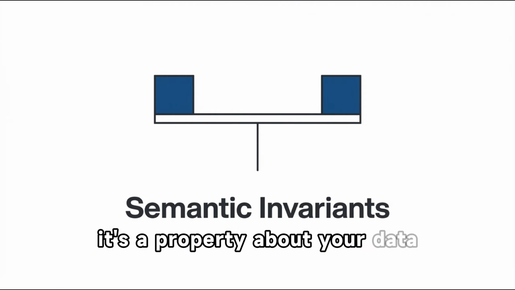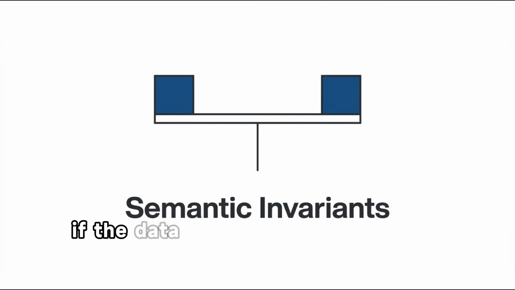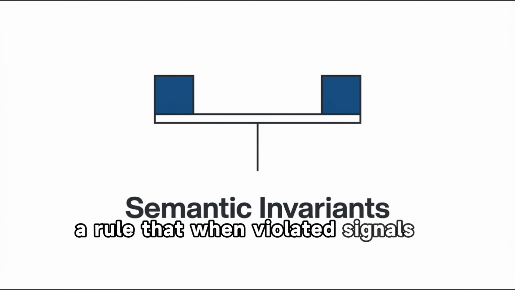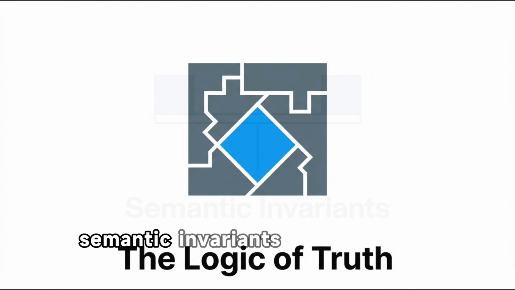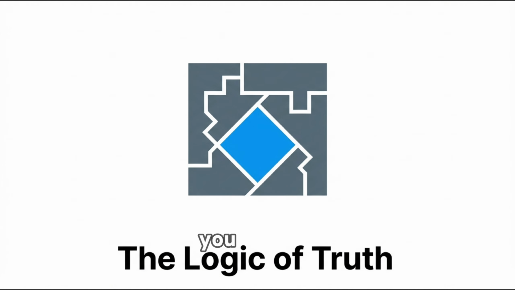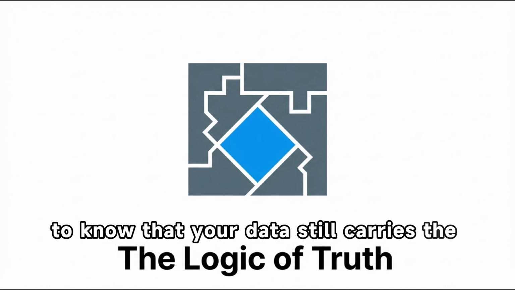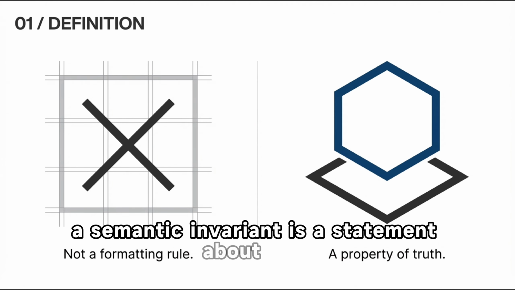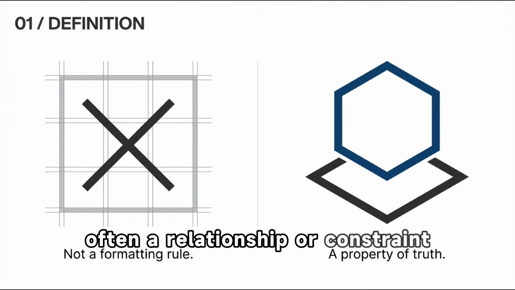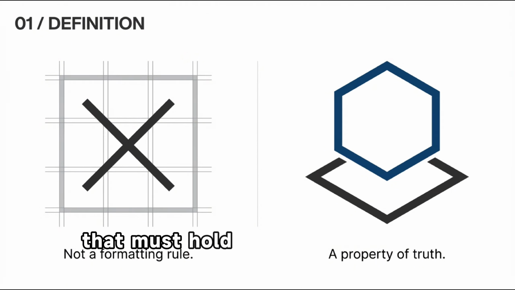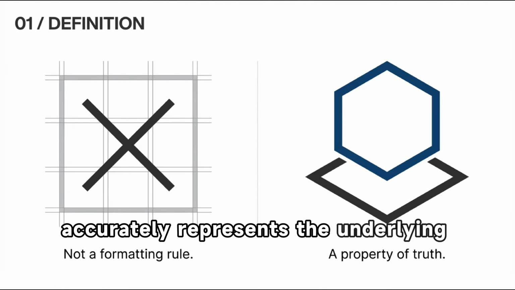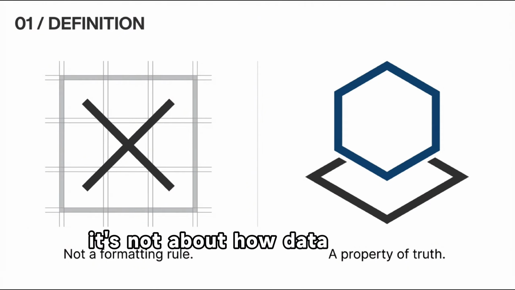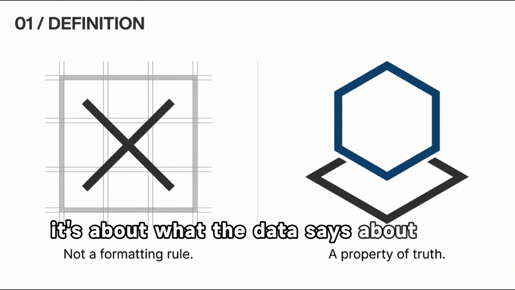It's a property about your data that should always be true if the data means what you think it means, not a formatting rule, not a guideline, but a rule that, when violated, signals a semantic problem. Semantic invariants are the simple, stable truths you rely on to know that your data still carries the intended meaning. Let's make this precise. A semantic invariant is a statement about data, often a relationship or constraint across fields or records, that must hold whenever the data accurately represents the underlying reality. It's not about how data is stored, it's about what the data says about the world.